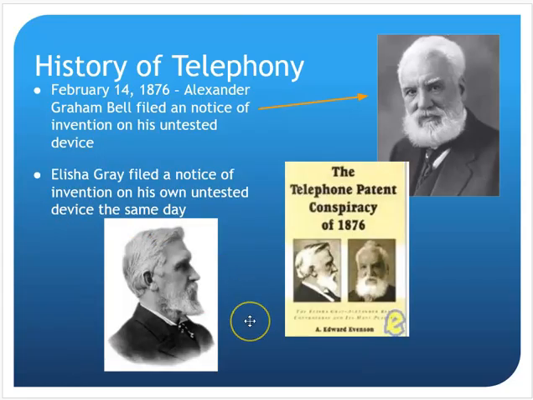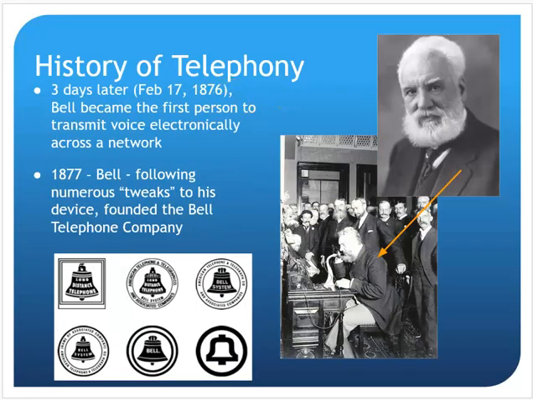Now, there's an interesting conspiracy theory on Elijah Gray and Alexander Graham Bell filing patents for their, I'm using little air quotes here, telephone, on the same day, and Alexander Graham Bell got the patent versus Elijah Gray did not. There's a conspiracy theory there on who actually got it first. Just a couple days later, Alexander Graham Bell sends a voice message across a network from room to room. And so we now have the first voice being able to go across a wire.